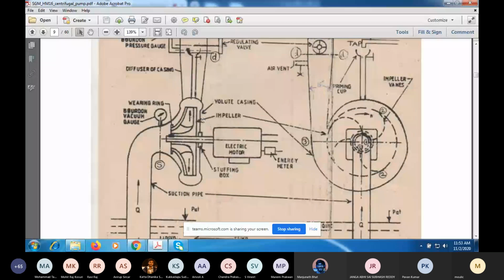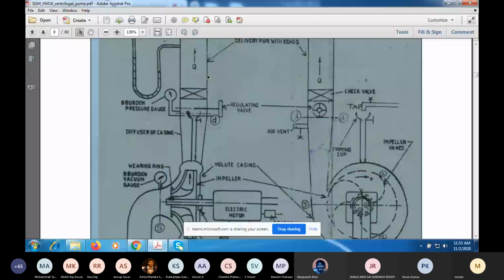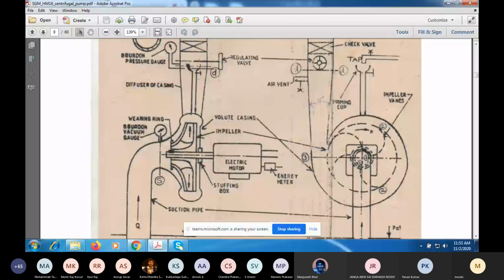Now we'll see that this flow control valve is usually put on the discharge side. If you put it on the suction side, it may lead to what you may call cavitation. We have talked about cavitation before. So this is your volute casing.